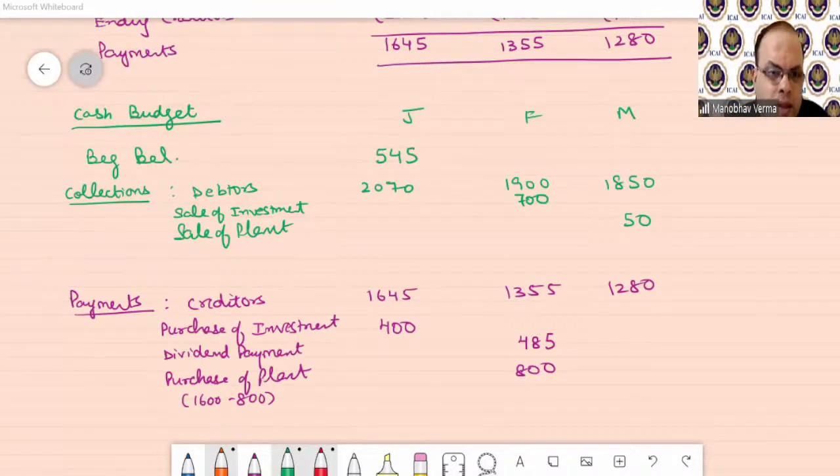Okay, great. So purchase of investment in March. Great, Madhushri. So March, May, we had a 200 investment purchase. So let's mention that.